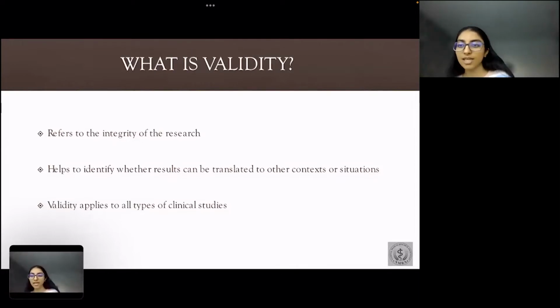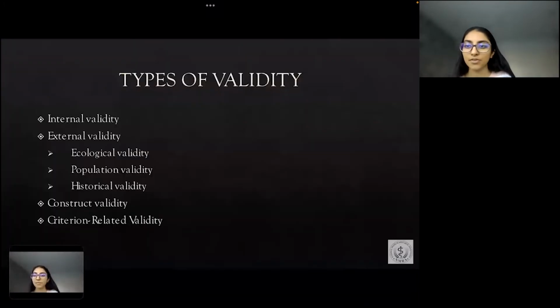This is particularly important in the medical field because treatment guidelines are framed around existing research. So you'd obviously want to make sure that whatever it is that you're testing on your sample population within the study can be translated across to the various patients that will be getting the same treatment. And this concept of validity applies to all types of clinical studies, including those that are about associations, interventions, prevalence, and diagnosis.